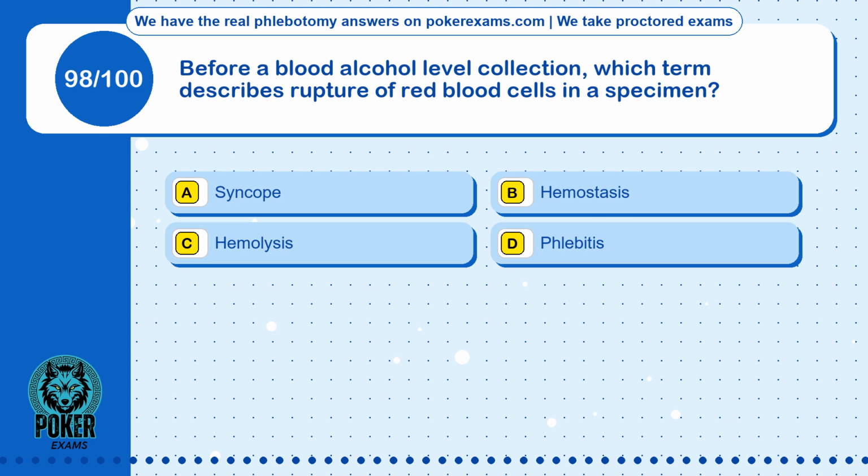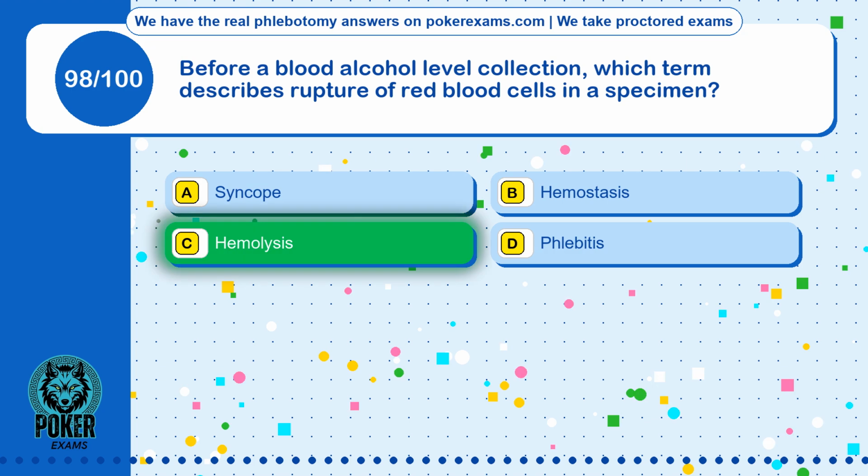Question 98. Before a blood alcohol level collection, which term describes rupture of red blood cells in a specimen? Option A. Syncope. Option B. Hemostasis. Option C. Hemolysis. Option D. Phlebitis. The correct answer is option C. Hemolysis.